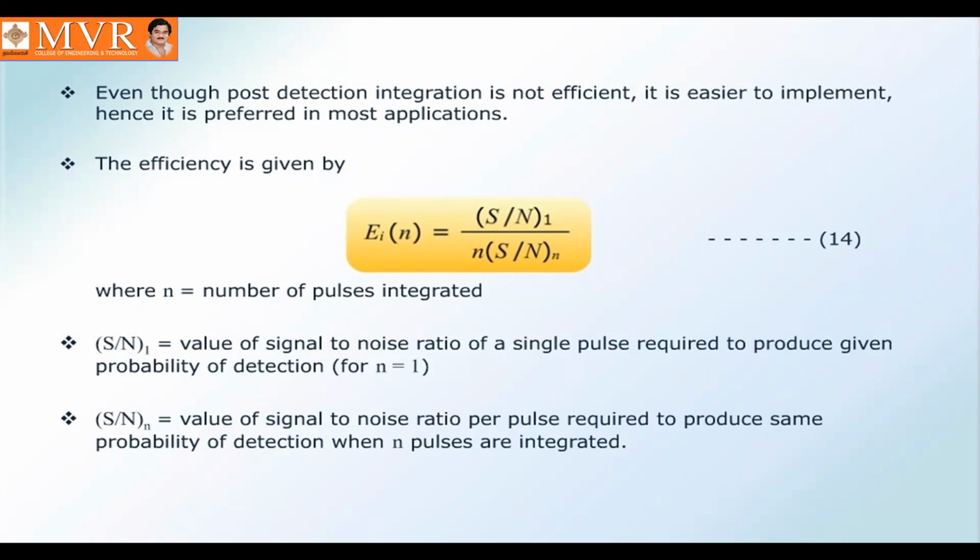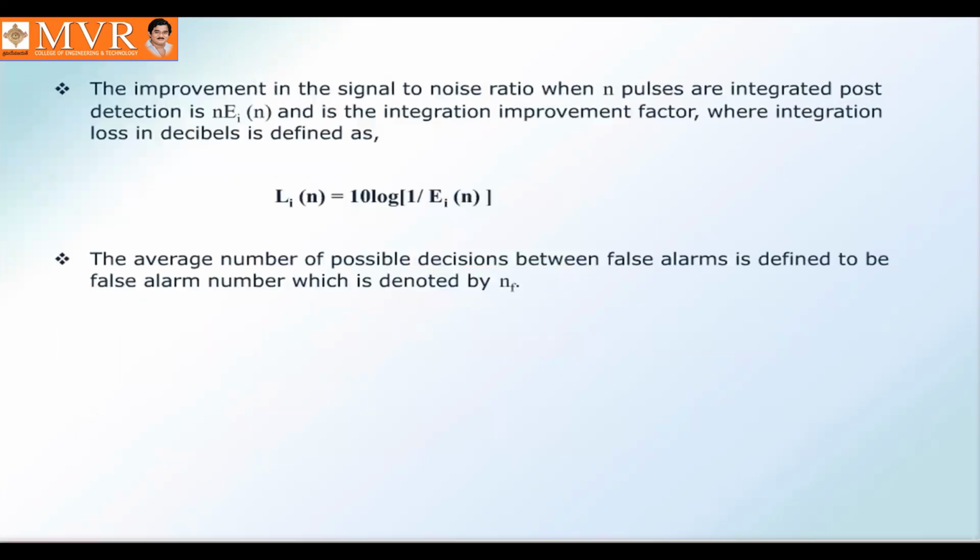The efficiency is given by the formula Ei(n) is equal to the signal to noise ratio of the signal with respect to 1, divided by n into the signal to noise ratio with respect to n. So the first term is the signal to noise ratio of pulse number 1, and n is nothing but the number of pulses we have transmitted.